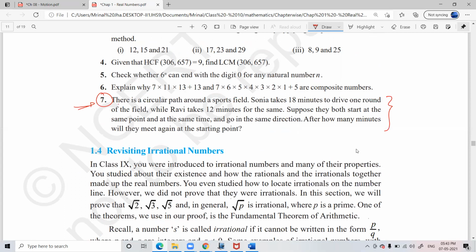Okay. So they're saying that there is a circular path around the sports field. Sonia takes 18 minutes to drive one round and Ravi takes 12 minutes for the same. So suppose they both start at the same point and at the same time and go in the same direction. After how many minutes will they meet again? So is that true? Is it the LCM? Of course, right? The number which will be a common multiple of both of them. That is where they will meet for the first time once more. LCM of the two. Is that true?